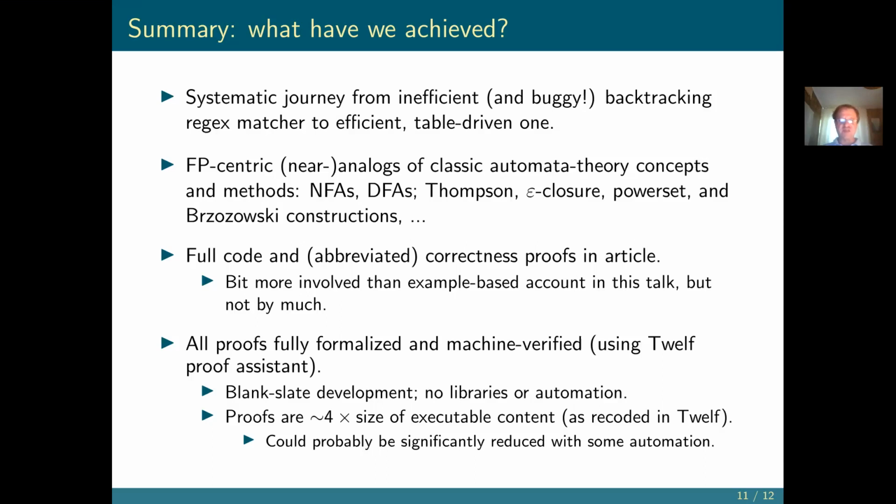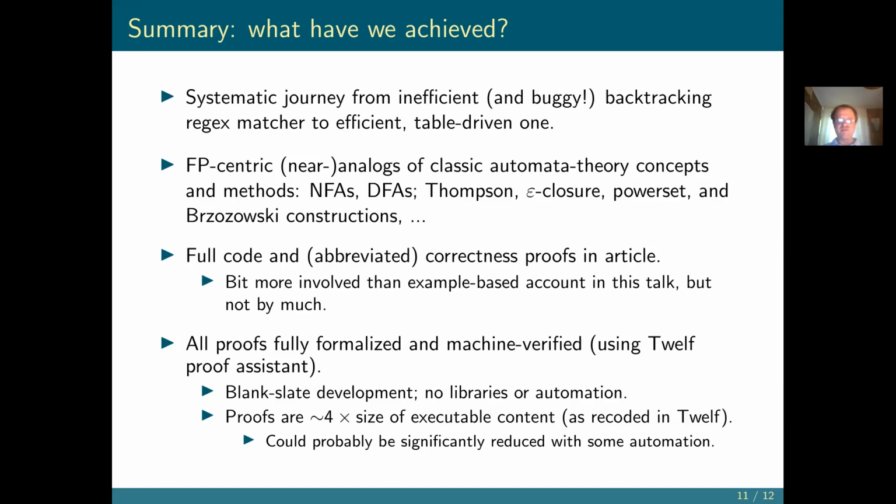This should be a self-contained development, but if you look at the constructions the right way, you can actually see something very analogous to a lot of these classical constructions, NFAs, epsilon closure, and so on, slightly differently, but doing essentially the same thing. So you can see the full code for everything in the article. No libraries needed. It's a little bit more complicated than the example-based presentation in this talk, but not a whole lot. And I should probably also mention that, in fact, all of the proofs have been machine checked in the 12 framework, which means very little automation.